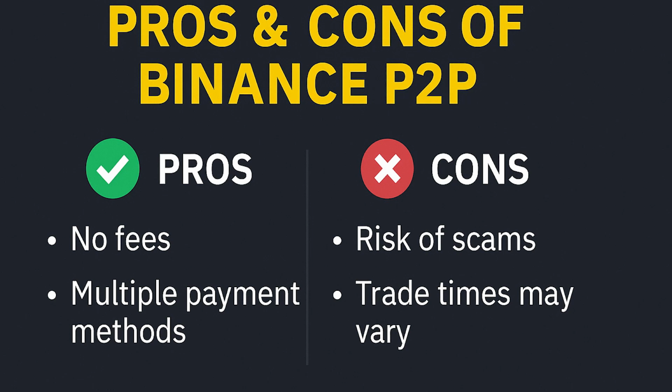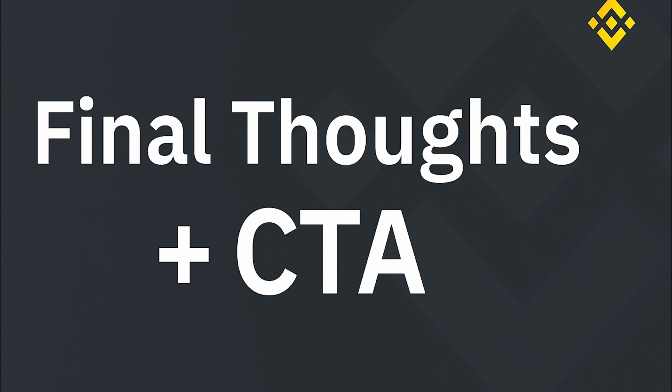Let's quickly run through the pros and cons. Pros: no fees, many payment options, trade globally, escrow protection from Binance. Cons: risk of scams if careless, slower than spot trading, manual steps required. But overall, it's a fantastic tool for fiat to crypto on-ramping. Binance P2P gives you the freedom to trade crypto your way, securely and globally.